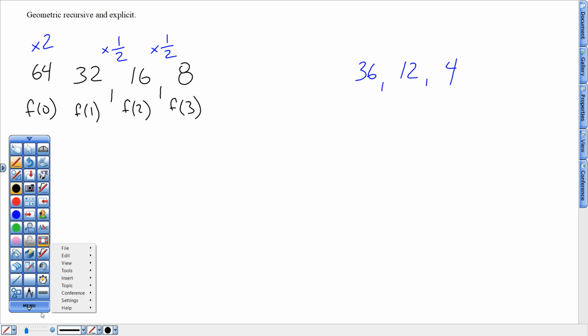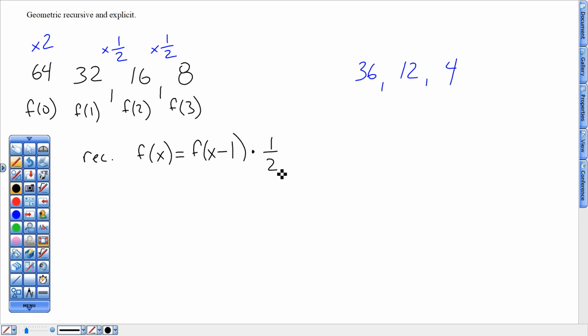So here I go. For recursive, they just want you to write it. F of x equals f of x minus 1 times 1/2. Notice there's no division in there, timesing.